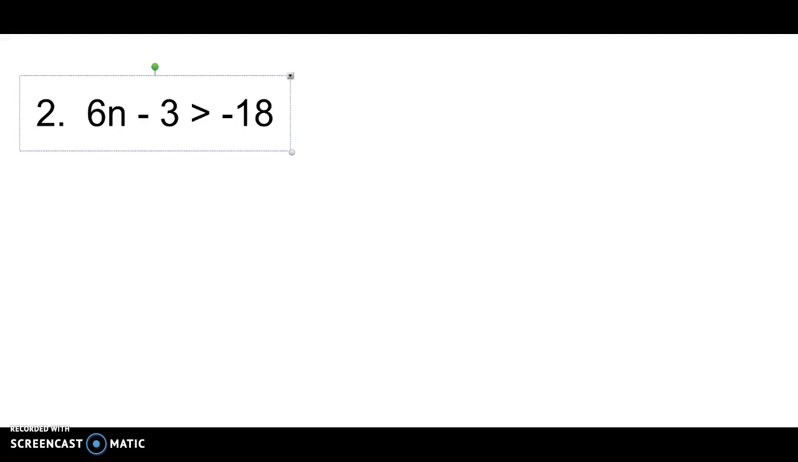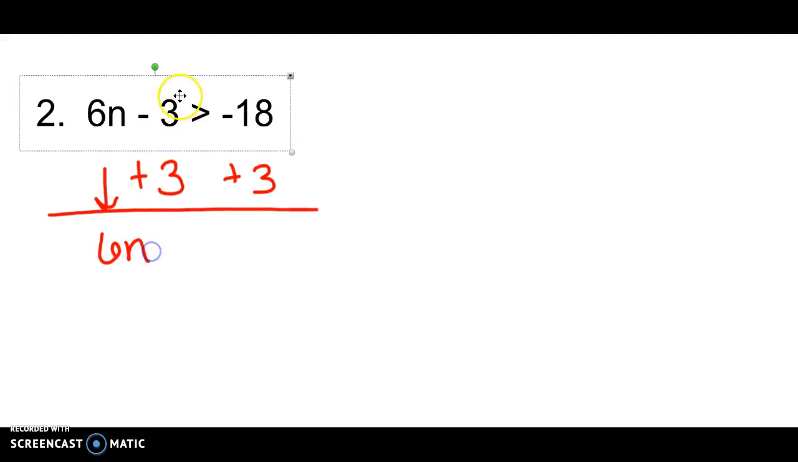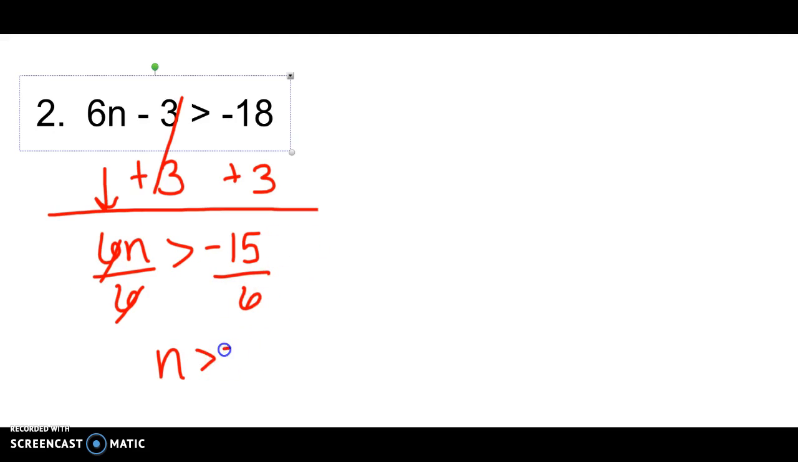Number 2, pause the video, solve it yourself, and then play it back to check. Again, I will be doing this rather quickly. So I'm going to add 3 to both sides to get rid of the minus 3. 6n drops down. Those cancel, is greater than negative 15. Divide both sides by 6. And you get n is greater than, they're both divisible by 3, negative 5 halves. And it's okay that you end up with a fraction.